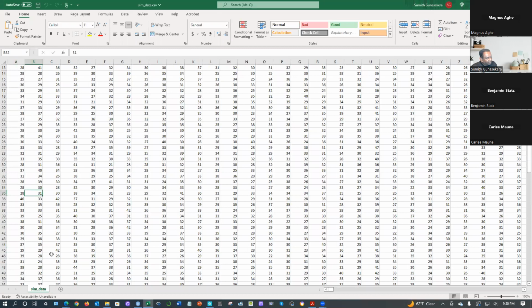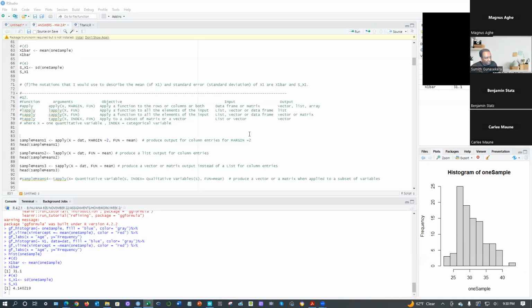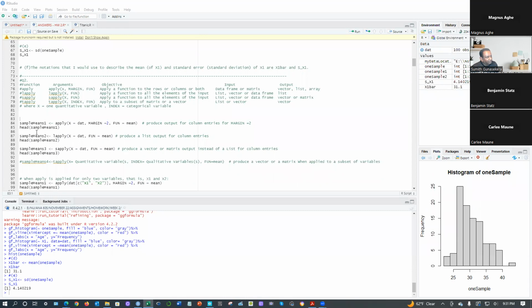See, this way. Column wise, okay? If you put 1 for the margin, it is row wise. So for sample means, apply X, data, margin, and the function would be, I'm interested in what? Mean. It produces output for column entries, this one. If you use lapply, you give the data and give the function. Sapply, see, produces a vector or matrix output instead of a list for each column entry.